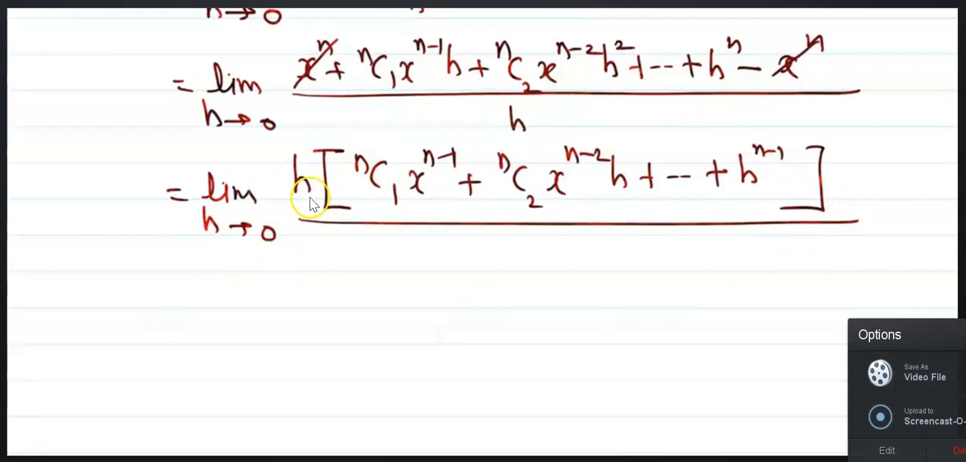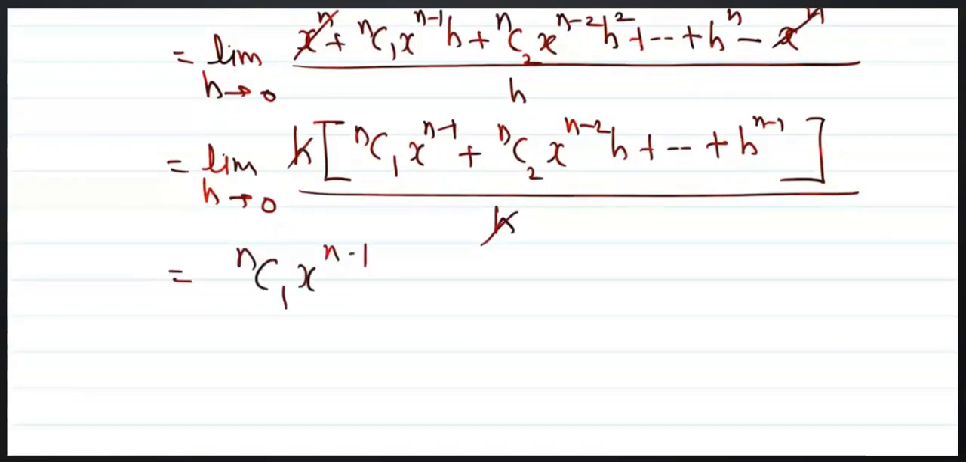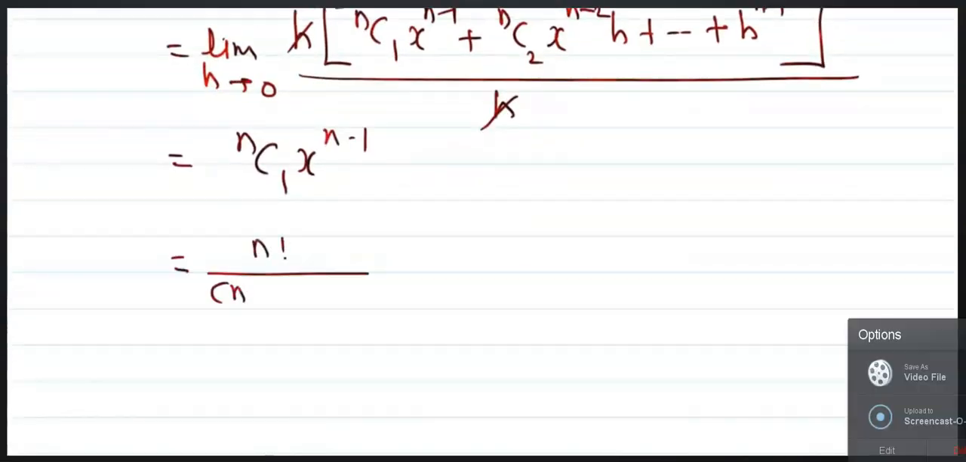If you take h as common then you will get nC1 x^(n-1), nC2 x^(n-2) into h plus dash dash plus h^(n-1), upon h. This h gets cancelled, and if we take the limit of this, then what will happen? That is, after the first term, every term has an h term, and therefore their limits become 0. Now this will become 0.